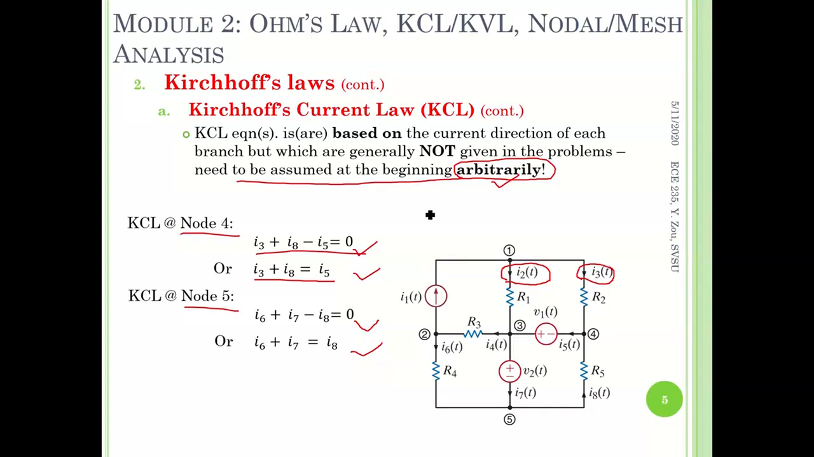Assume the current direction along each branch yourself and write the equation accordingly. Actually, the labeled current directions here, I2, I3, I4, I5, are not necessarily the true current directions either. However, it's just a matter of positive or negative current in the result. Keep this very important point in your mind.